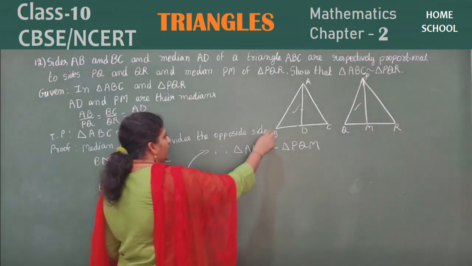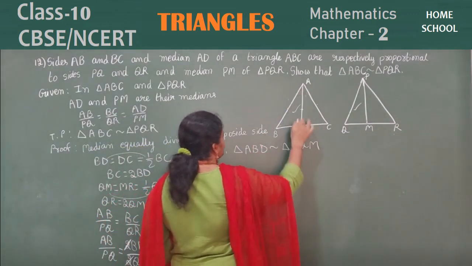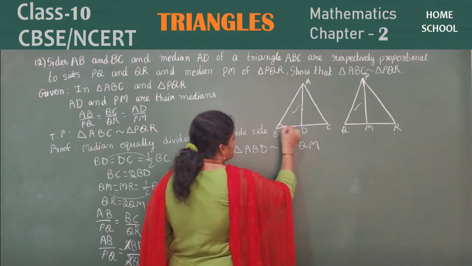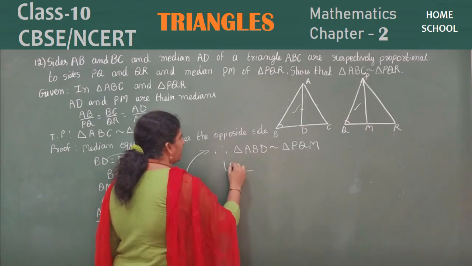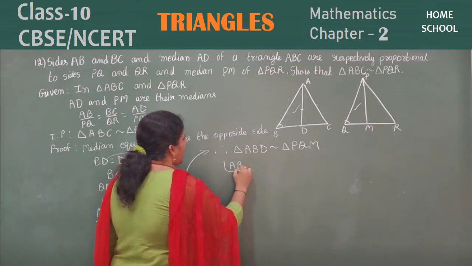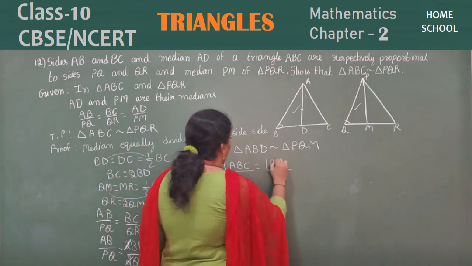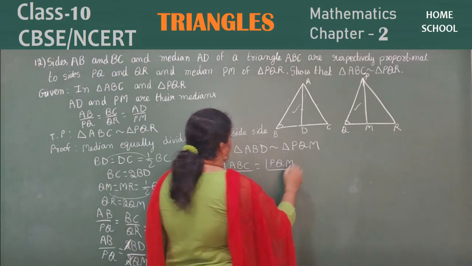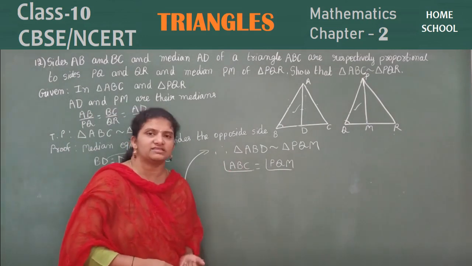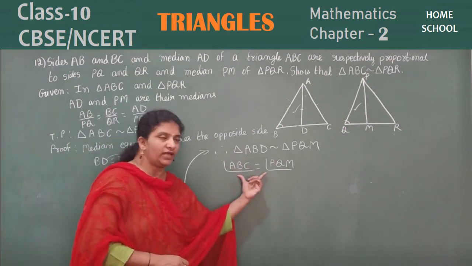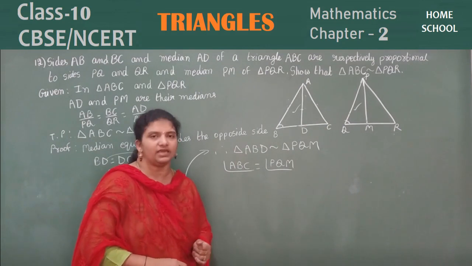So let's equate the corresponding angles. These two angles I don't want. I just want only this angle I want to equate here. Right? That is, equate the corresponding angles. Angle ABC is equal to angle PQM. When the two triangles are similar, then their corresponding angles are equal. According to that, I have taken the two angles are equal.